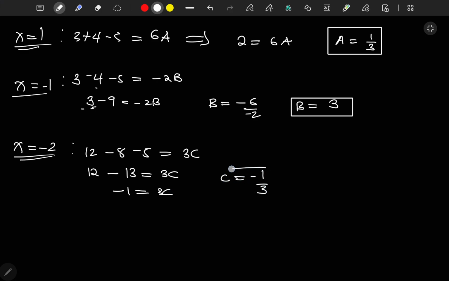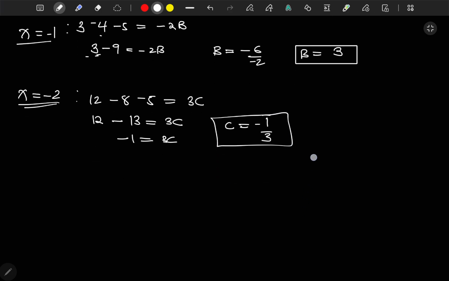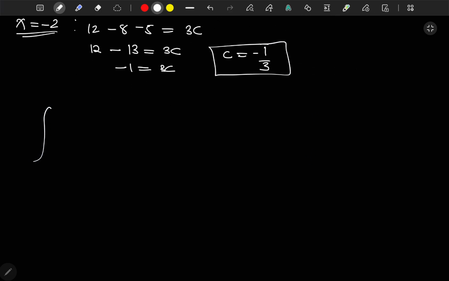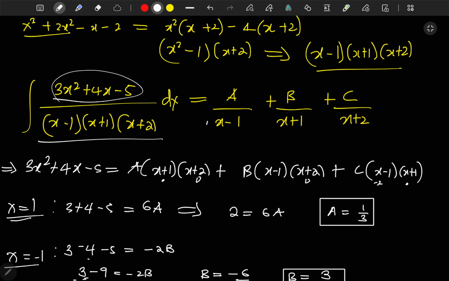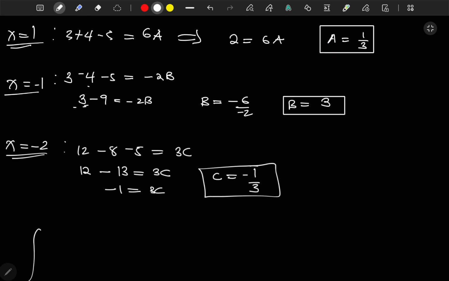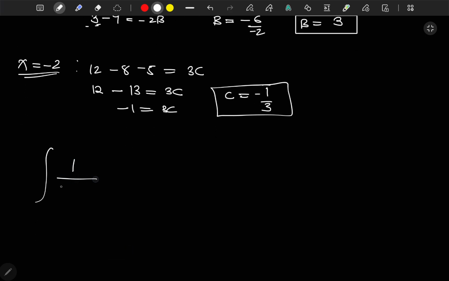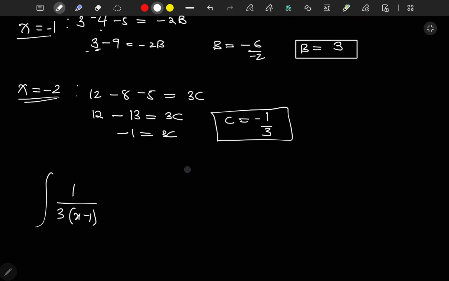Now, we've already found everything that we need. We take it back into the equation, meaning our integral now becomes the integral of this. Where there's A, we put 1 over 3, so 1 over 3 times (x minus 1). The next one is B, which is 3, so that would be 3 over x plus 1. Then this one is minus 1 over 3 times (x plus 2). Then you say dx. So we are integrating this now.